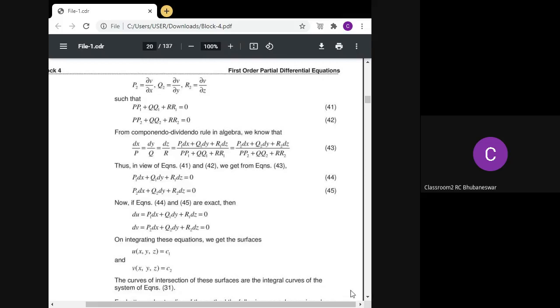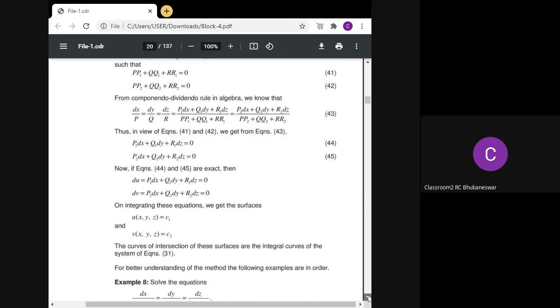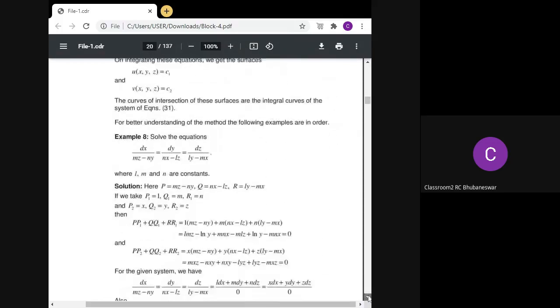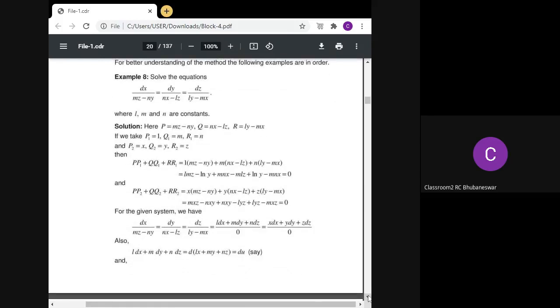So this is the simple and general procedure to find the solution of a system of differential equations by using multipliers. Now we are going to discuss the same in example number 8. That means how we can use these multipliers to solve this kind of differential equation. In example number 8, the equation is given like this: dx by nz minus ny equals dy by lz minus nx equals dz by ny minus mx. That means in the same format, the equations are given as dx by P, dy by Q, and dz by R.